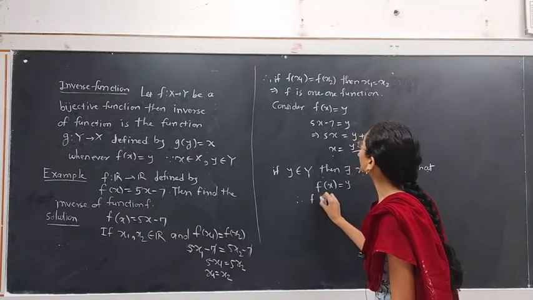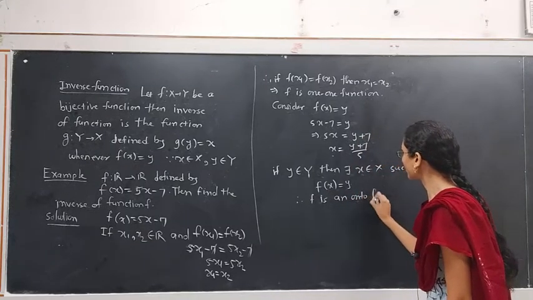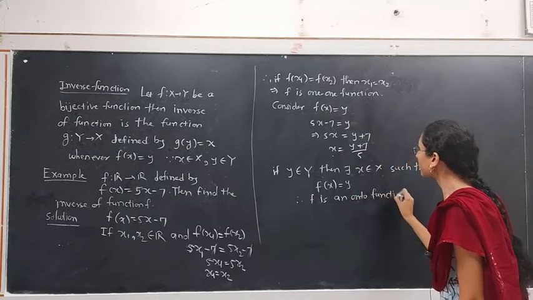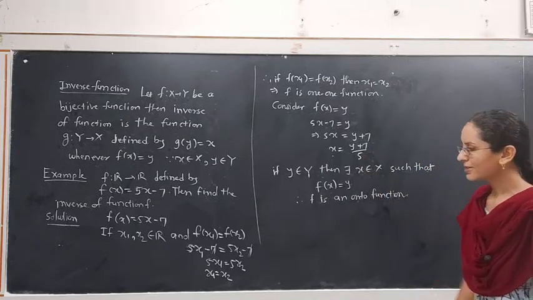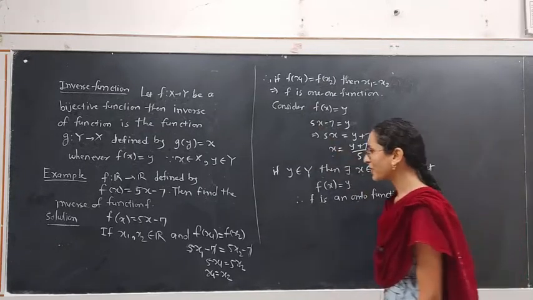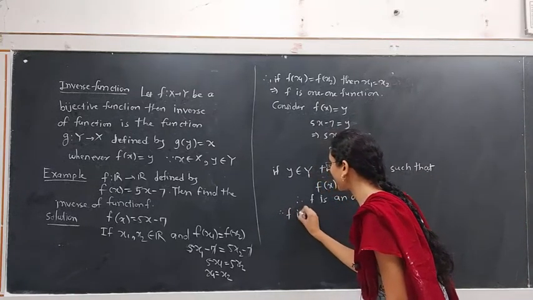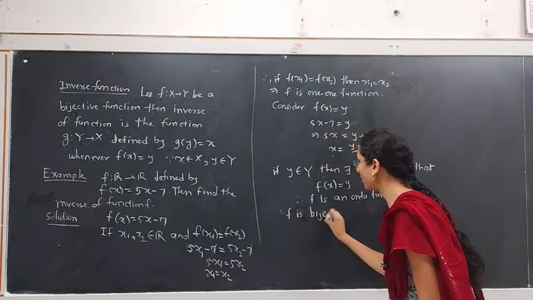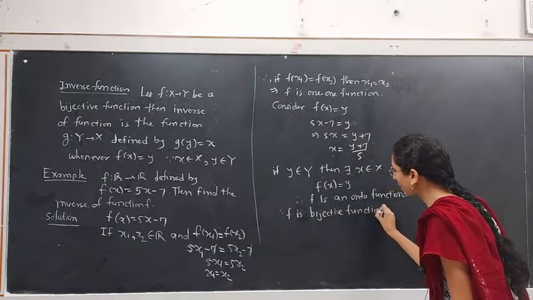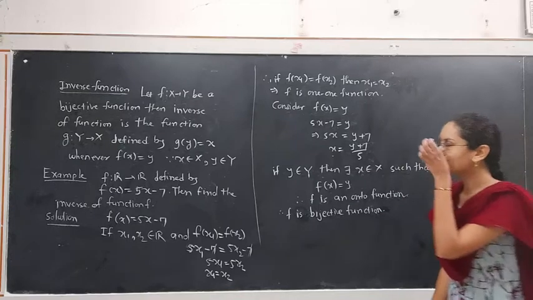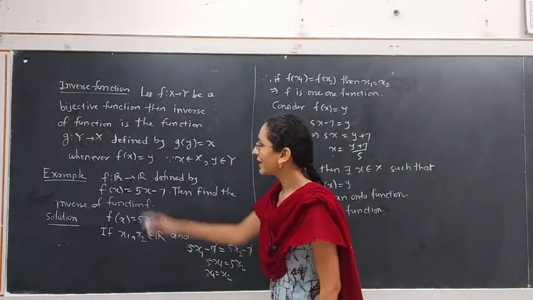Therefore, f is 1-1 and onto function. Hence, f is both 1-1 and onto. Therefore, f is bijective function. Now we find its inverse. If it is bijective, then we can find the inverse of the function here, denoted by g.